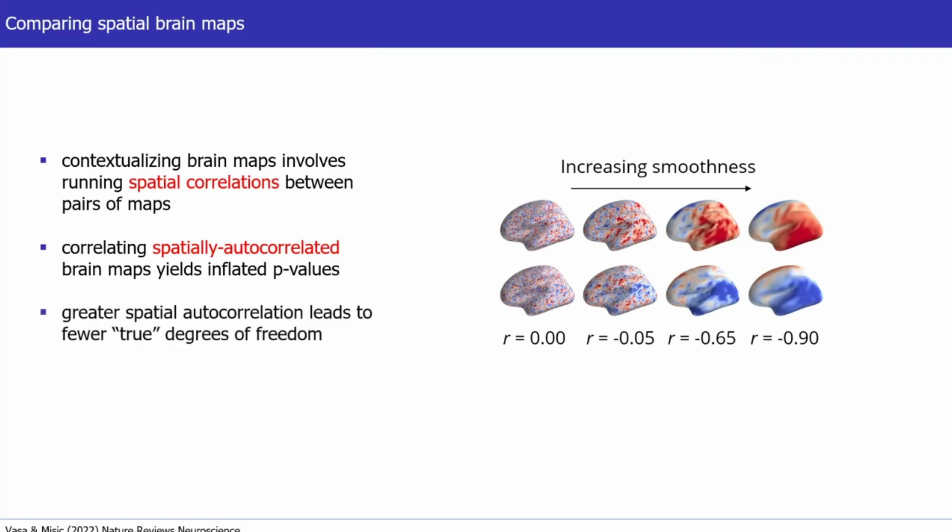So what's happening is that when you have greater spatial autocorrelation, if you think about plotting a scatter plot of brain map 1 versus brain map 2, the points there, the brain regions, are not independent. You're losing your true degrees of freedom, and so you're getting spurious correlations.